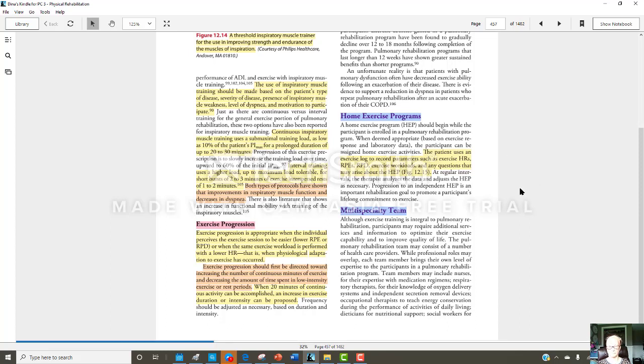Secretion removal techniques. Secretion retention can interfere with ventilation and the diffusion of oxygen and carbon dioxide in some patients with pulmonary disease. Patients with secretion retention may improve their exercise performance if proper secretion removal techniques have been performed before the physical activity. An individualized program for secretion removal directed to the areas of involvement can optimize ventilation and therefore gas exchange capabilities.